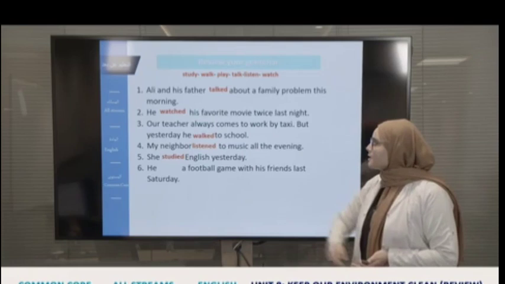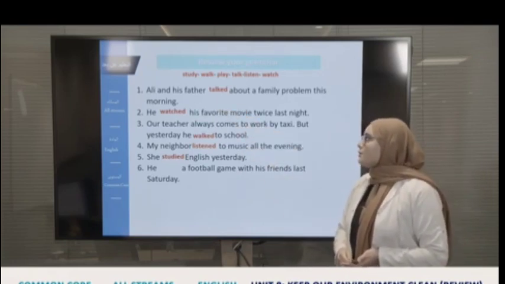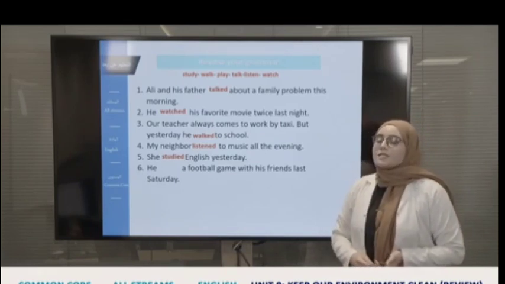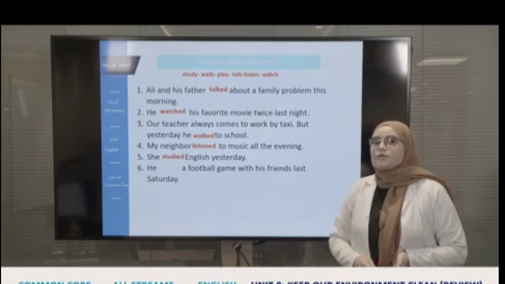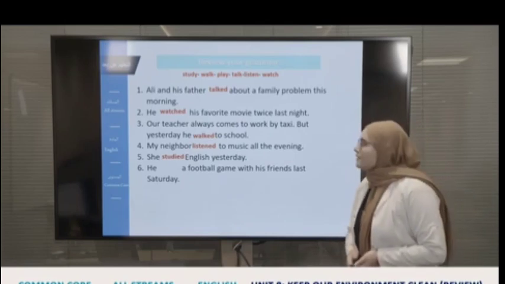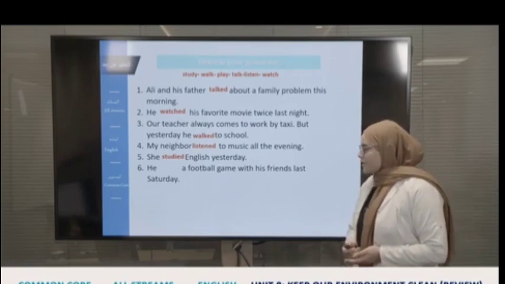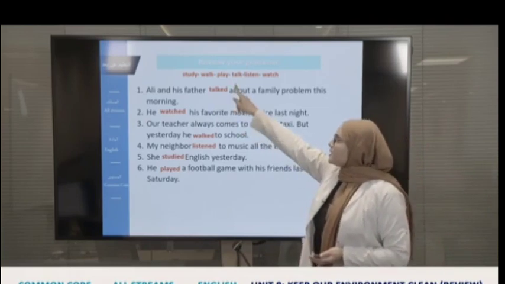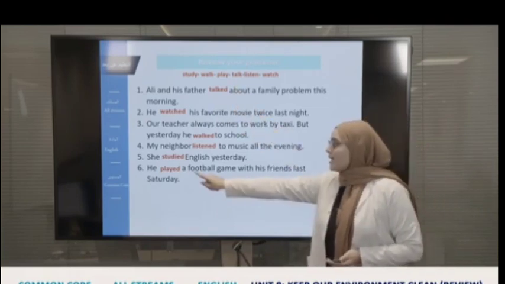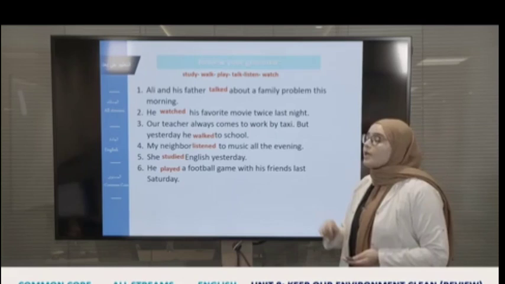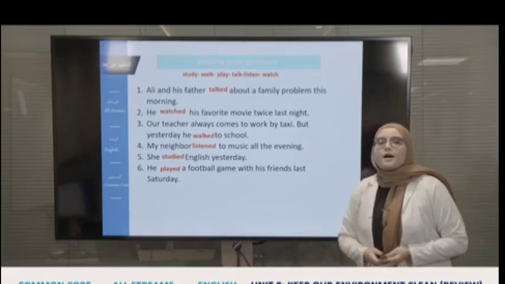The verb to study. Here we drop the y because the y is preceded by a consonant. When we have a verb ending in y, if it is preceded by a consonant, we drop the y and we replace it with IED. And if the y is preceded by a vowel, we keep it and we add just ed. Number 6, he played a football game with his friends last Saturday. See here the difference between play and study. Here the y is preceded by a vowel, so we keep the y and we add just ed. But in study, the y is preceded by a consonant, so we drop the y and we replace it with IED.